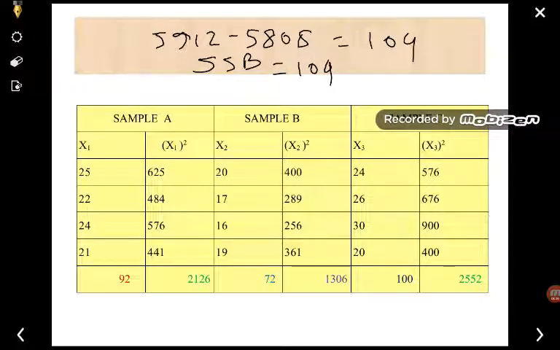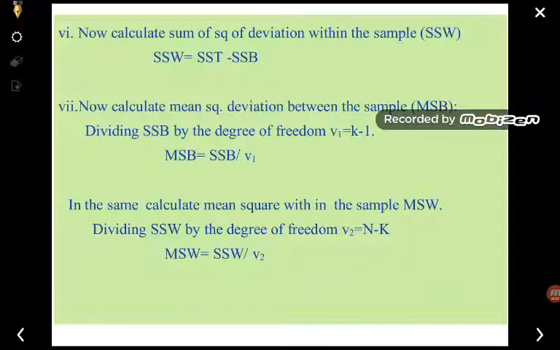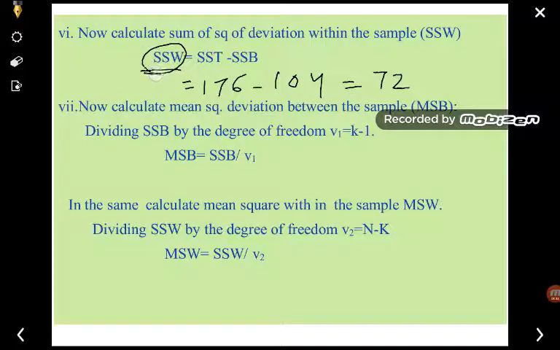What is the next step? Now we have to calculate the SSW. We know that SSW is equal to SST minus SSB. We calculated SST as 176, and just now we calculated SSB as 104. When we subtract these two terms, we get 72. So SSW is 72.